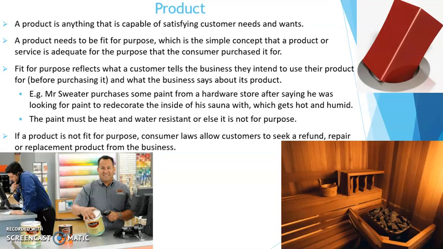Last Friday we started Unit 8, the marketing mix, and we started off by having a look at product, the first P of the four P's of the marketing mix. A product is anything that is capable of satisfying customer needs or wants. And as the economists that you are, you will know that these include goods and services.